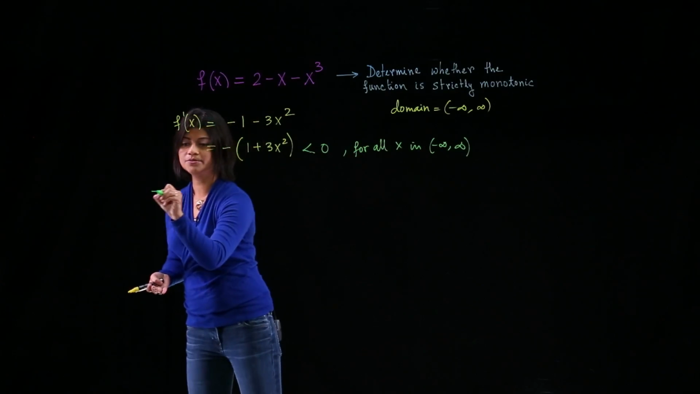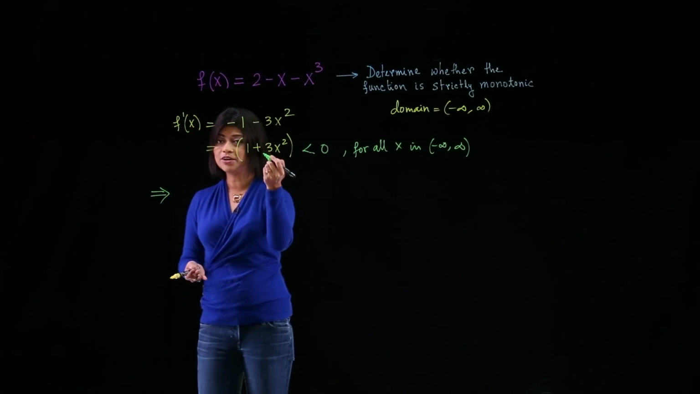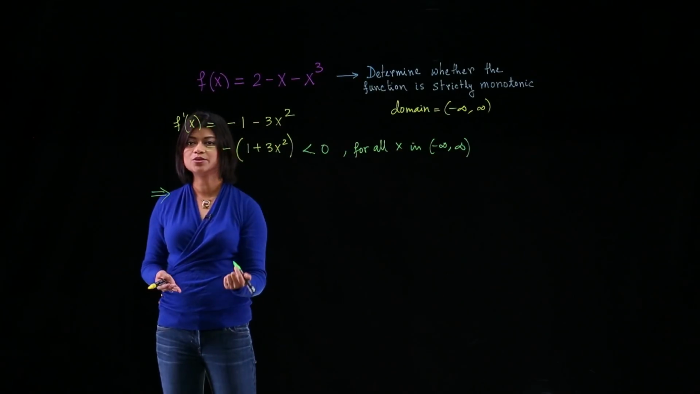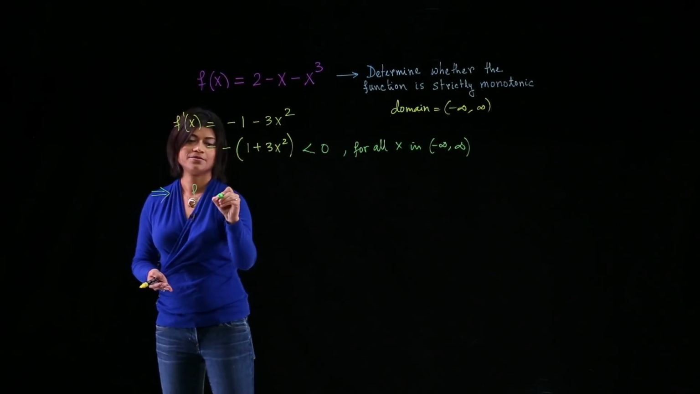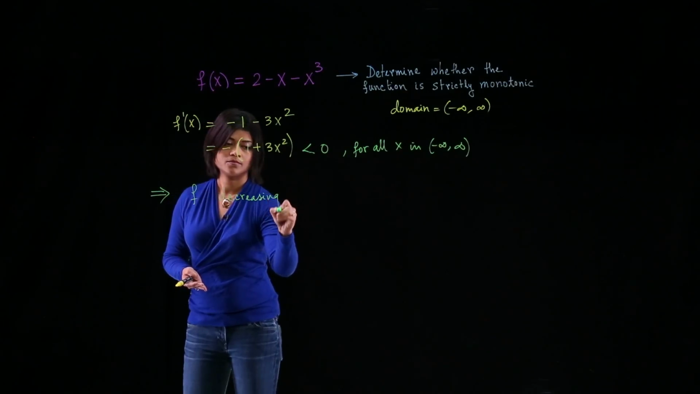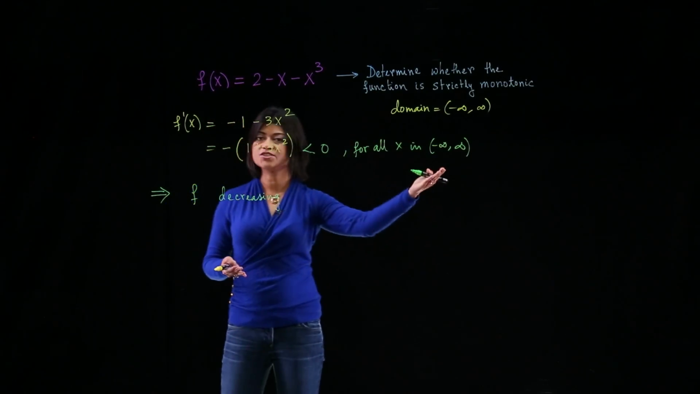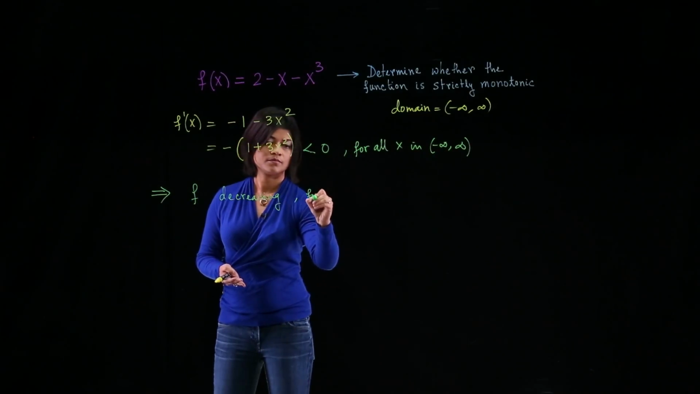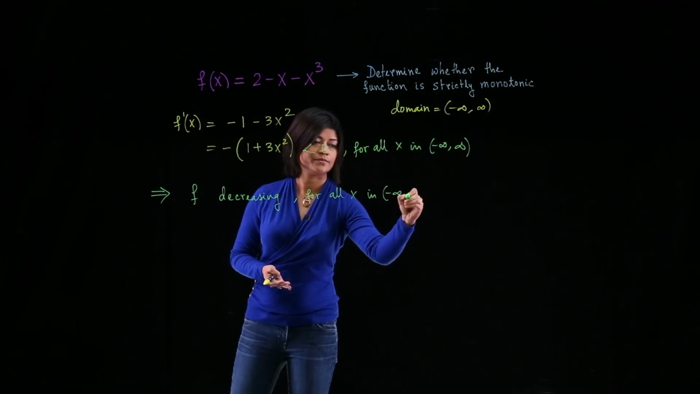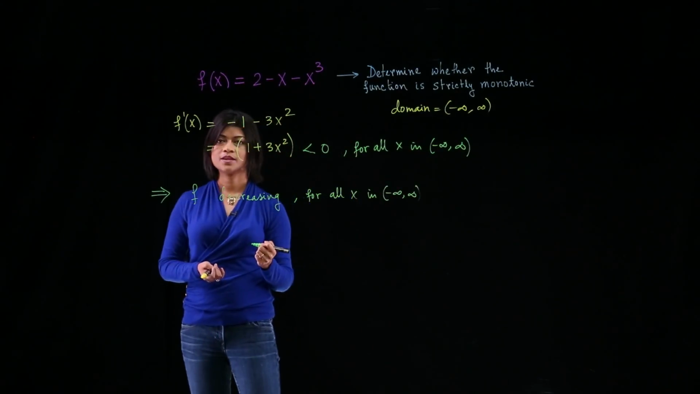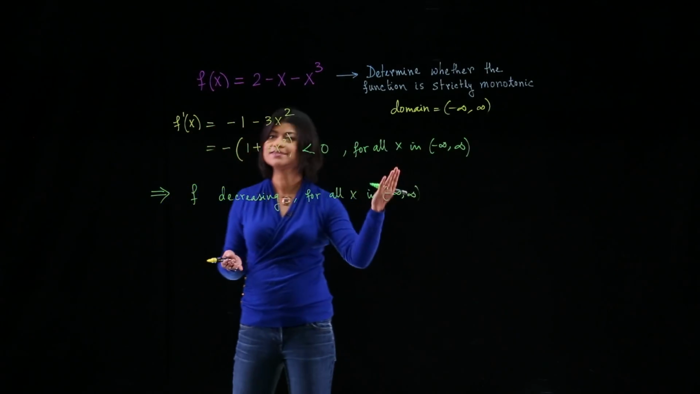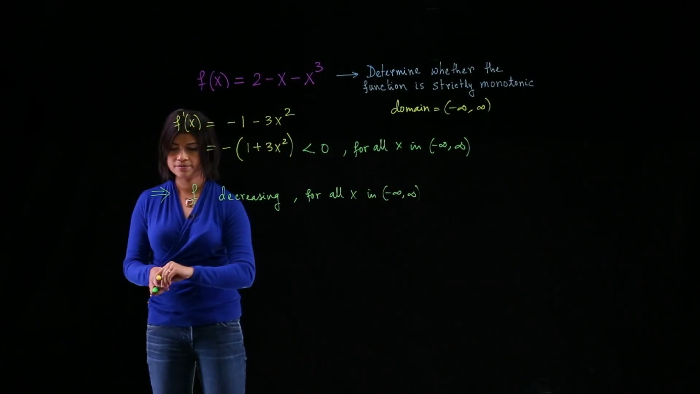What does that tell you about the original function? Remember, if the first derivative is negative, the original function decreases. So f is decreasing. Where? Well, in its domain, for all x in its domain, which is the whole real line. Okay, so f is always decreasing, which means f is strictly monotonic.